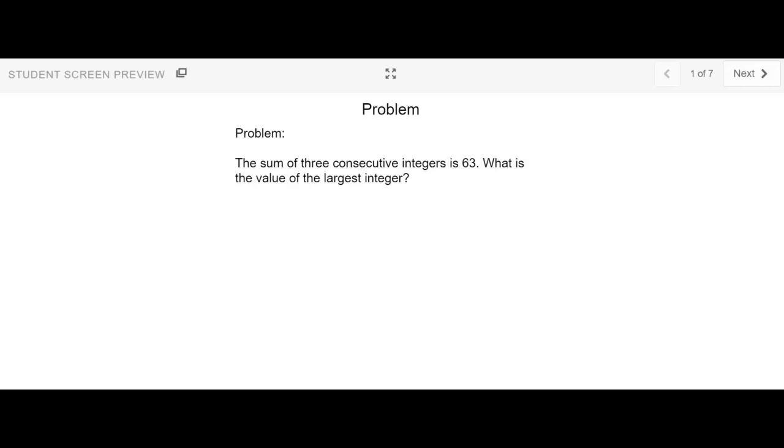So we're going to be working on word problems. This first example is something similar to what you've seen before. The one you're going to get assigned this week is going to be different, but I wanted to walk you through a problem. The first screen in Desmos says the problem: the sum of 3 consecutive integers is 63. What is the value of the largest integer?